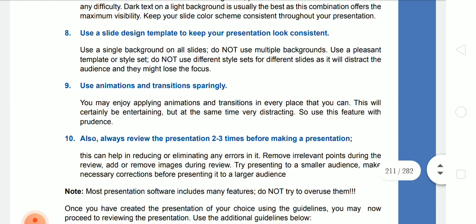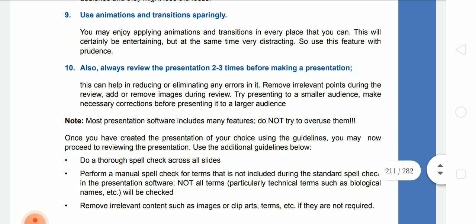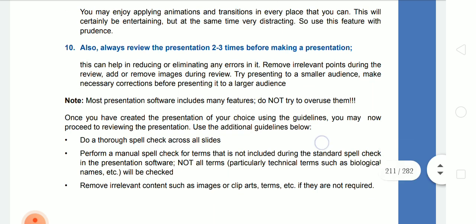Use animations and transitions sparingly. As we discussed in the last few classes, animations and transitions are very effective in making a presentation. But while making a transition or an animation, keep it simple. Don't use too much of it. Don't keep on changing a transition or an animation. Keep a universal and uniform transition or animation. Always review the presentation 2 to 3 times before presenting.